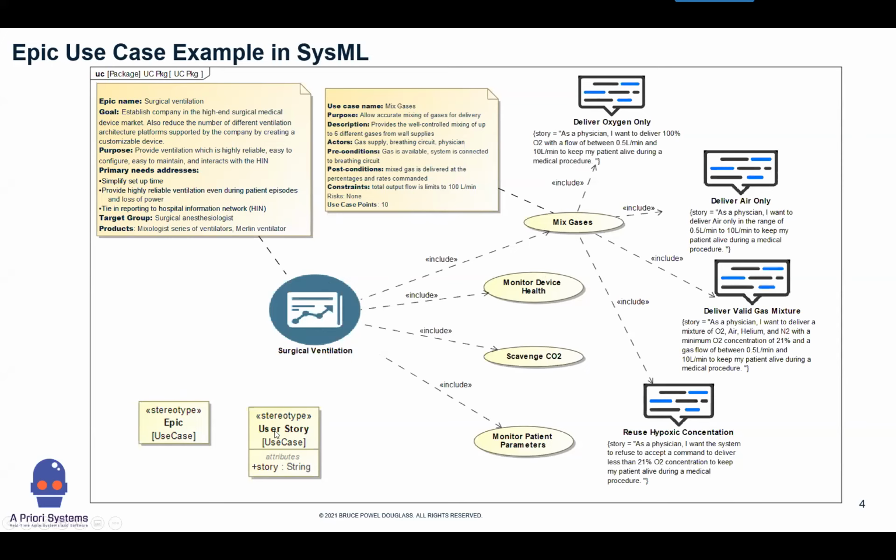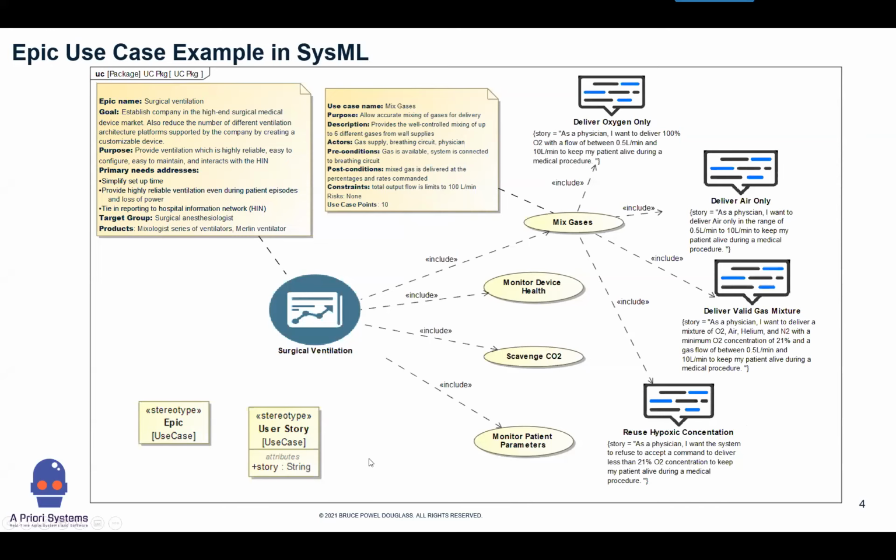We see that a user story is also a stereotype of use case, and it has a tag value, an attribute of the stereotype called story, and we can actually expose stories here. That's what I've done here. I've also shown it as an icon. So for mixed gases, we've got stories like deliver oxygen only, deliver air only, deliver a valid gas mixture, and refuse a hypoxic gas mixture. So something which is less than 21% oxygen, or 19% in Canada for some reason.